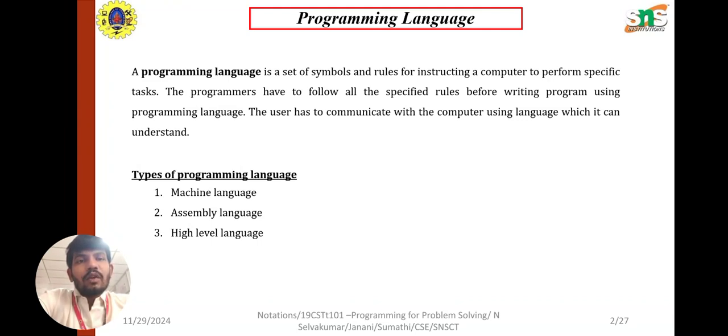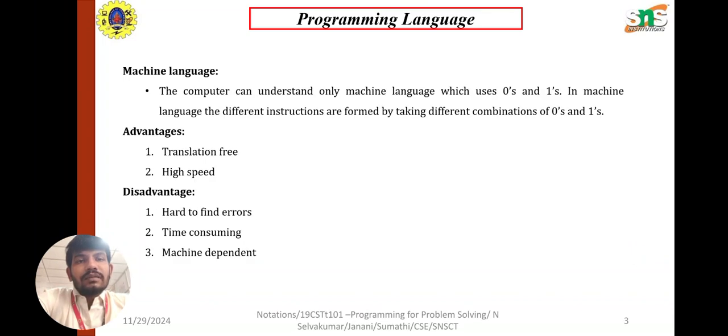So we have three types of programming languages. The first one is machine language, the second one is assembly language, and the third one is high level language. First, machine language. A computer can understand only machine language, which uses zeros and ones. It is a binary representation. In machine language, different instructions are formed by taking different combinations of zeros and ones. The advantages of machine language are that it is translation free and has high speed. The disadvantages are that it is hard to find errors, time consuming, and machine dependent.